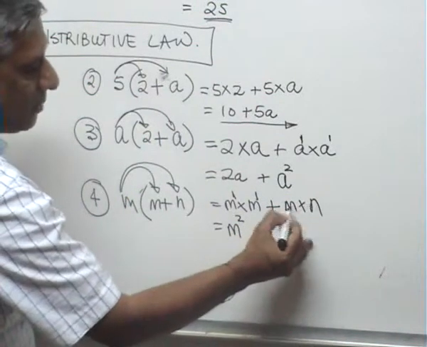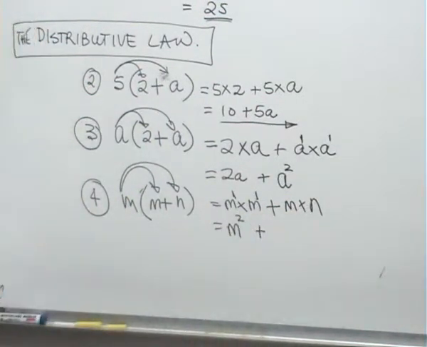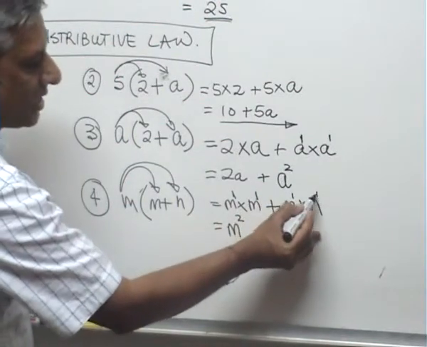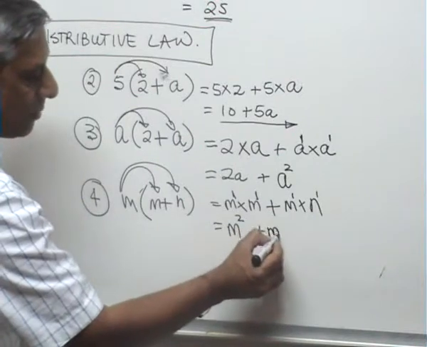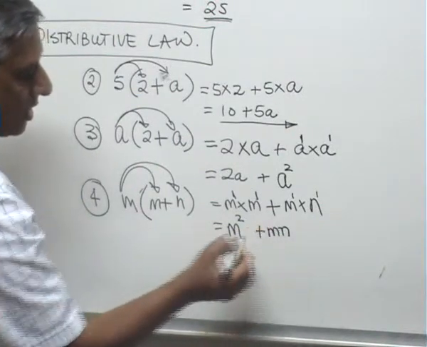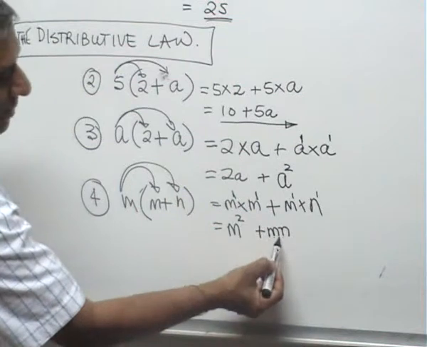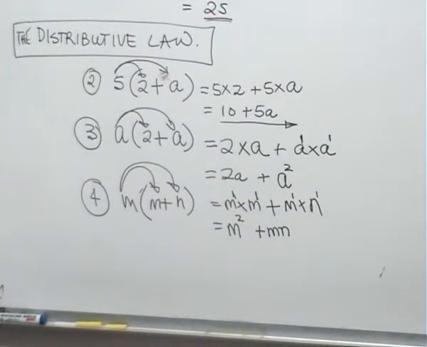Plus. Now here the bases are different. So I cannot add the indices because the bases are different. So m times n, you just write mn next to it. If you remember, we told you that the multiplication sign is understood. So that basically is removal of brackets. And when we are removing brackets, we use what is called the distributive law.